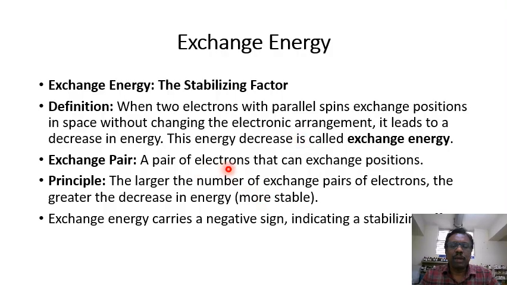Exchange pair: a pair of electrons that can exchange positions is called an exchange pair of electrons. Principle: the larger the number of exchange pairs of electrons, the greater is the decrease in the energy. It is more stable. The exchange energy carries a negative sign, indicating a stabilizing effect.